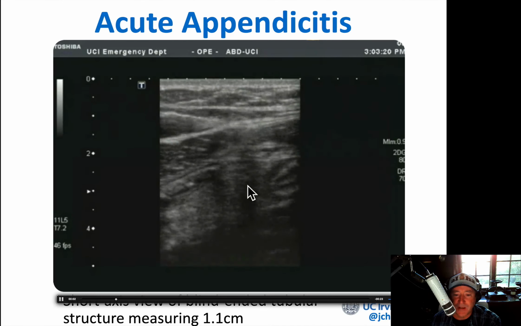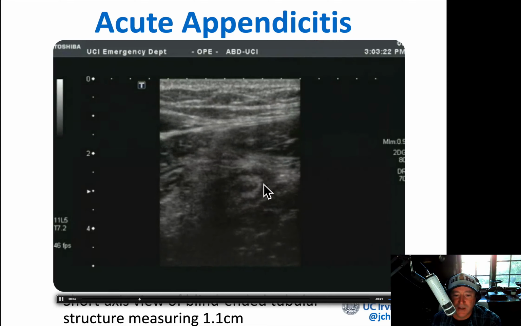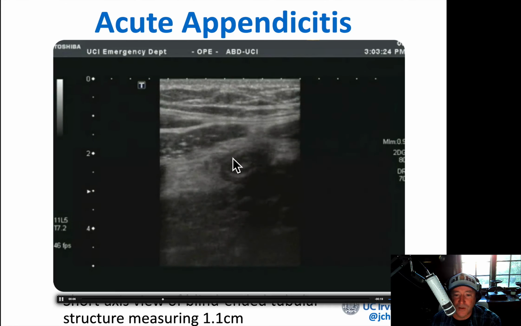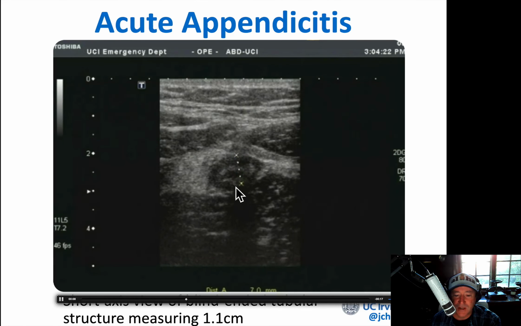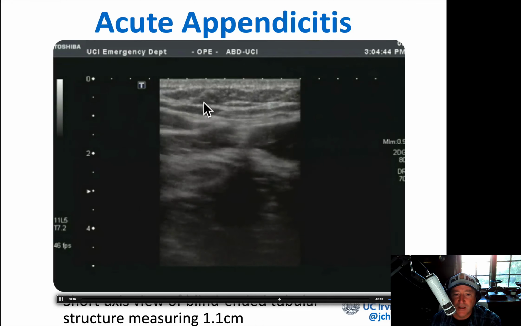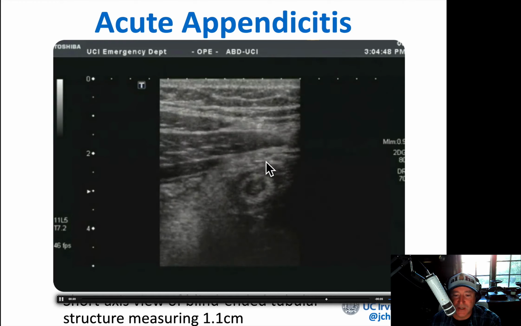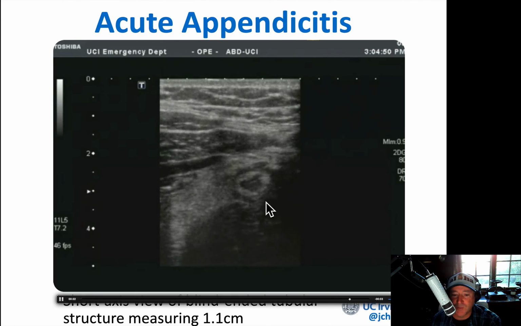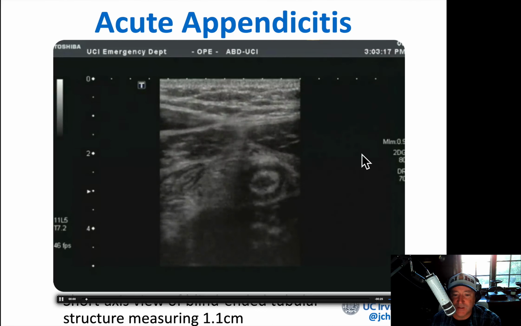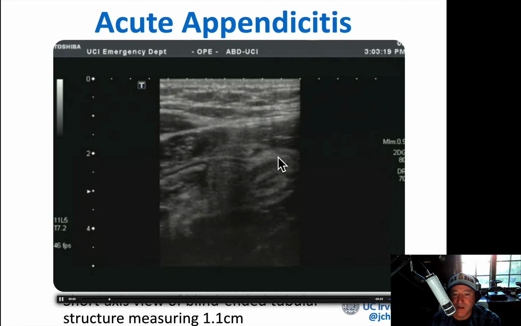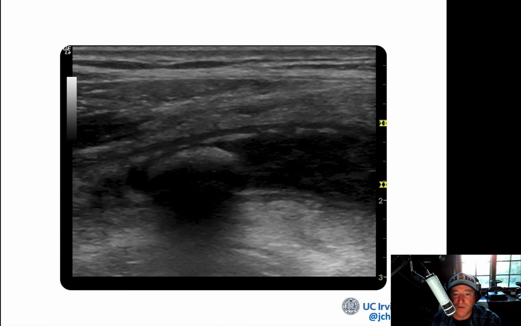Here's the appendix over here, and it looks like it's not compressible. You can see as they squish it, it doesn't compress. They're measuring it at about a centimeter, 9.8 millimeters or so. This is the psoas muscle down here, abdominal oblique up here, and they're squishing those two muscle bellies together and seeing a non-compressible tubular structure that measures more than 6 millimeters. That one still has all its rings there, so that could be a really early version of appendicitis.